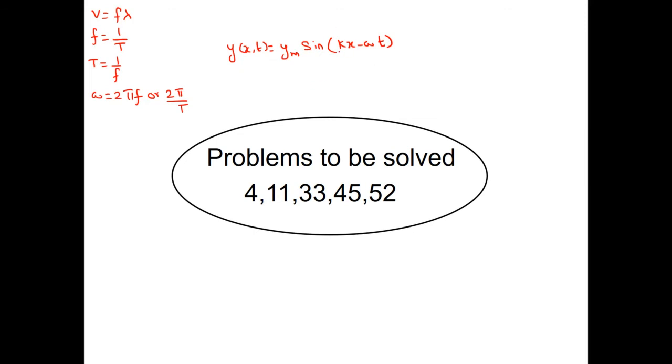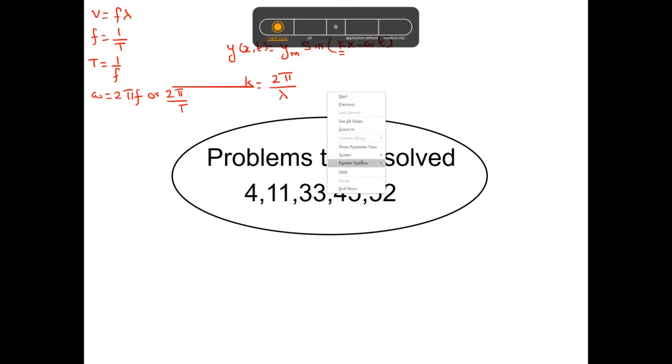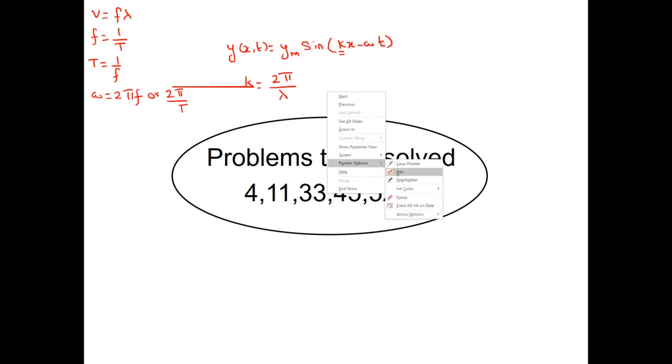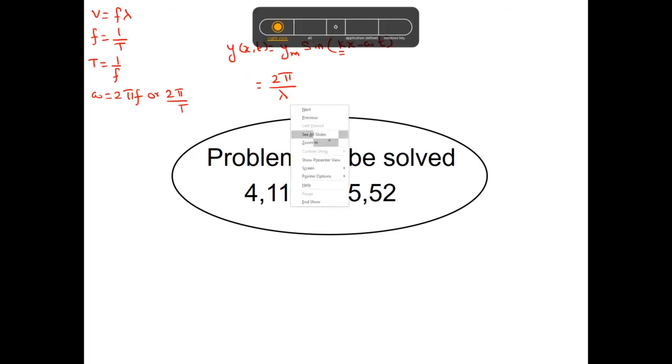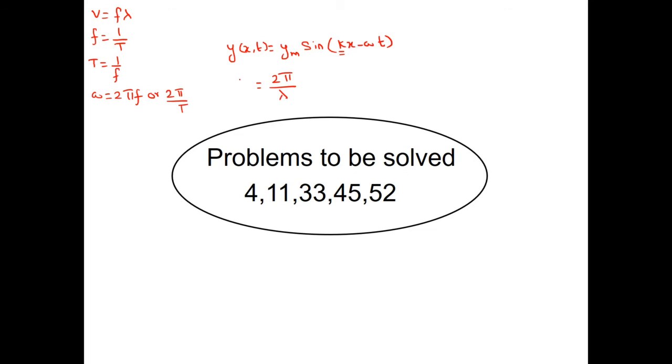And what is our angular wave number? Angular wave number k is equal to 2 pi over lambda, not 1 over lambda. Am I right? Yes, sure. My dear, when you write the formula, you should be very, very careful. That means k is equal to 2 pi over lambda.